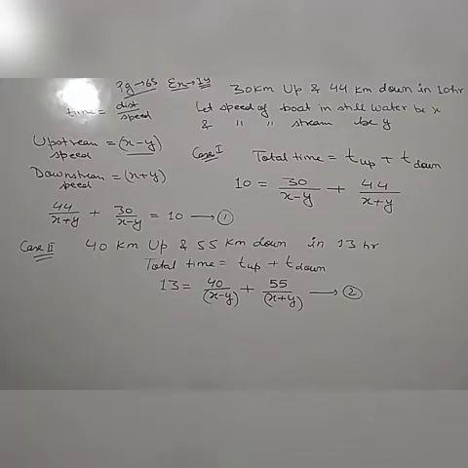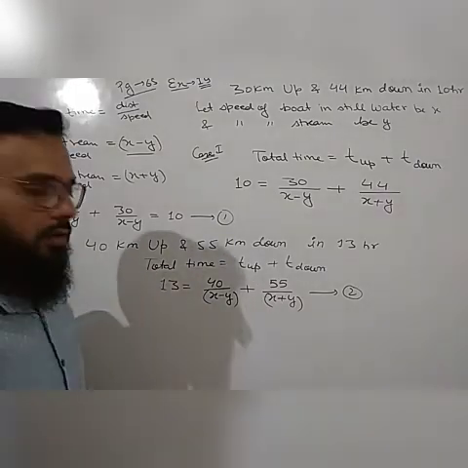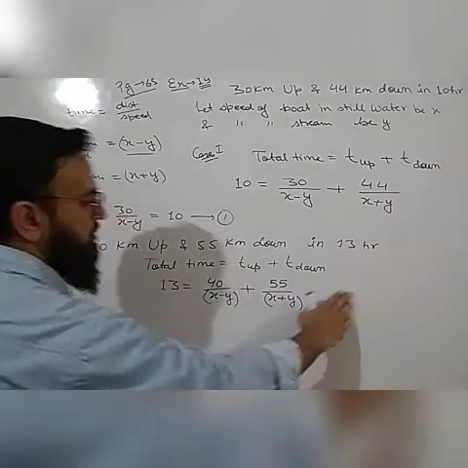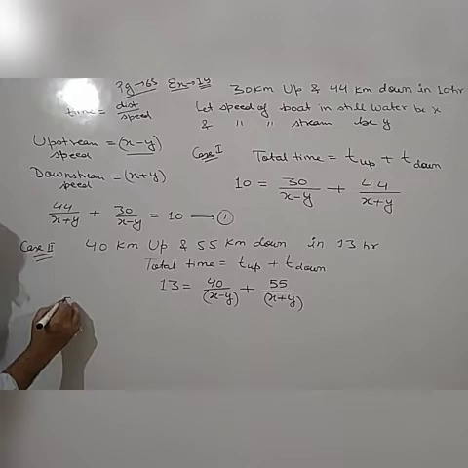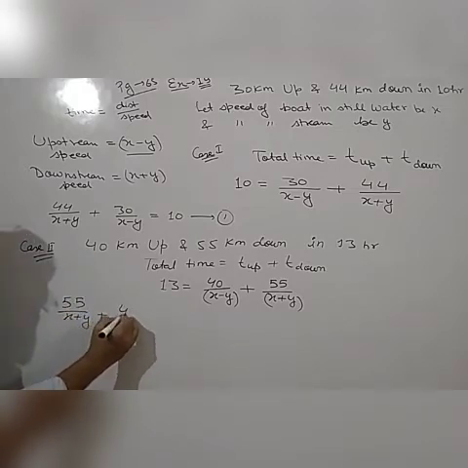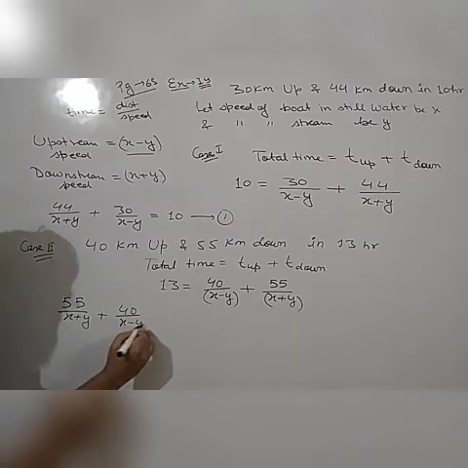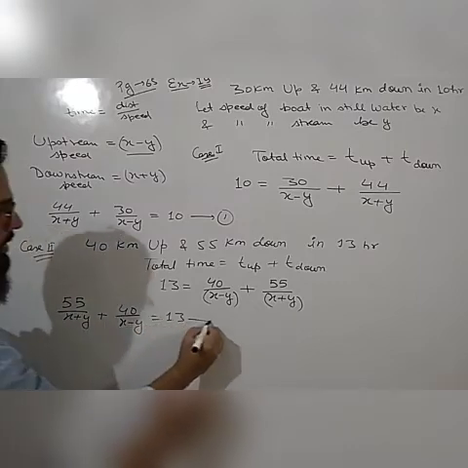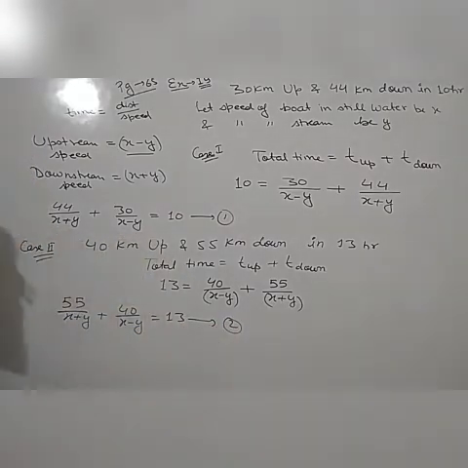Okay. So we got both the equations. The second equation we can write in the simple way, like in the first equation: 55 upon x plus y plus 40 upon x minus y is equal to 13. It is equation number 2.